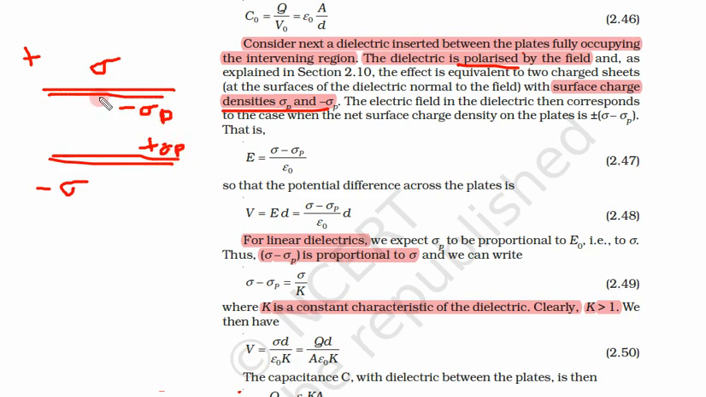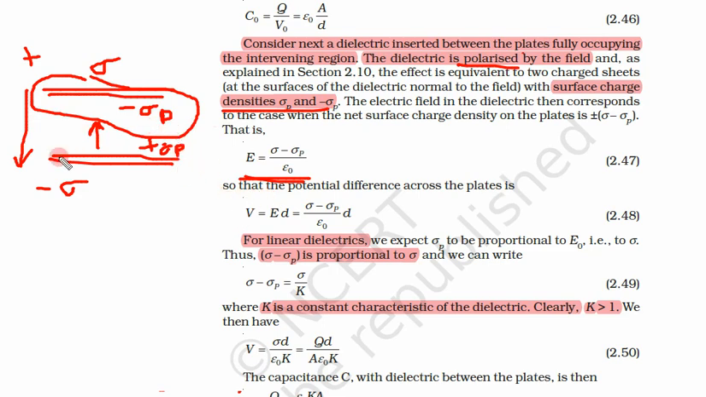The field due to the dielectric will try to oppose the external field. This is the external field due to external charges, and this is some internal field. This will definitely be much smaller than the external field, but it will try to oppose the external field. Now the total charge density on this plate is sigma minus sigma p, so the electric field is this charge upon epsilon naught. The electric field now is sigma minus sigma p upon epsilon naught, because the charge has reduced.